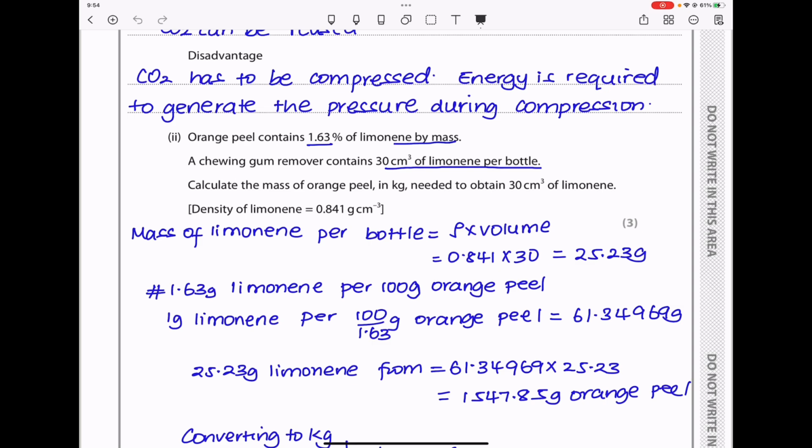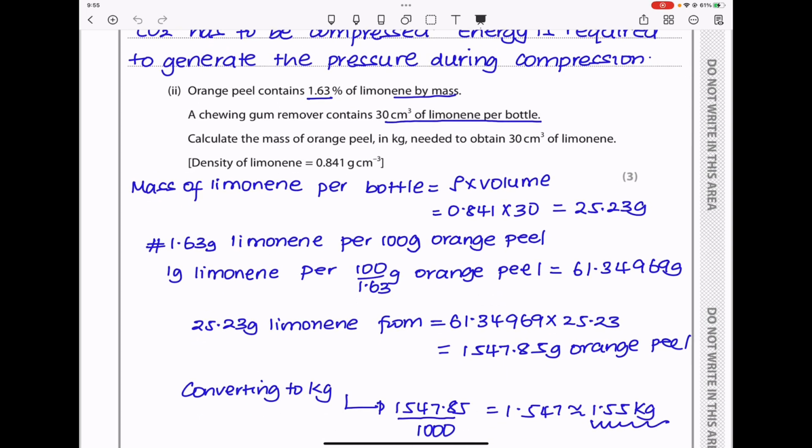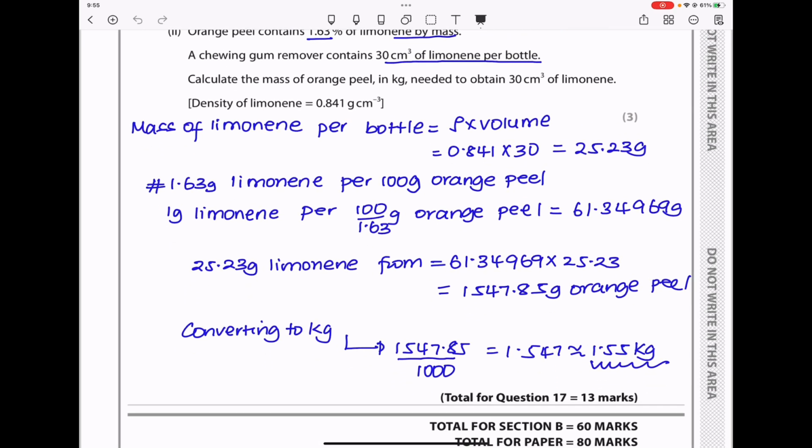Now we also know that there is 1.63 grams of limonene per 100 grams of orange peel. They gave us that information here because they said 1.63% of limonene by mass. It means it's going to be 1.63 of limonene divided by 100 of orange peel. So this is very important. Then it means we're going to have 1 gram of limonene per 100 divided by 1.63 grams of orange peel, which is going to be that. Then in the 25.23 grams of limonene, we're going to have that multiplied by 25.23 grams of orange peel. And then converting this to kilograms, I divided by 1,000 and I got 1.547, which is rounded off to 1.55 kilograms to 3 significant figures.